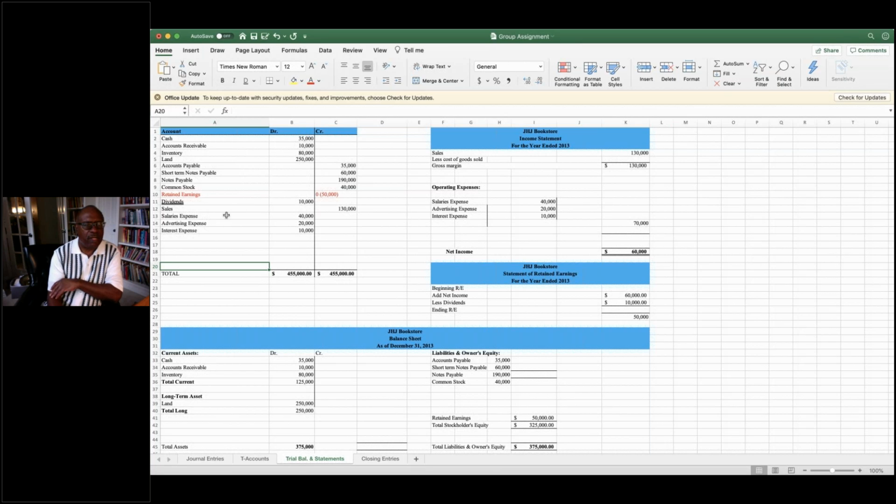And so we take the sales number 130, we put it right here. There's no cost of goods sold in this problem, so the gross margin is 130. Then we take the 3 expenses, 40, 20, and 10. We put them here. We add them up, 70. So our net income, remember, income is always revenue minus expenses, 60,000. Can everybody do a little income statement, maybe?